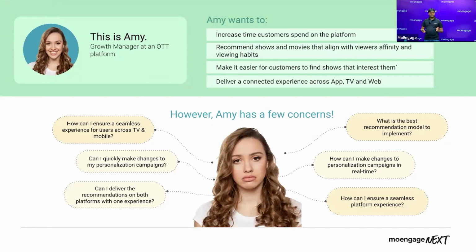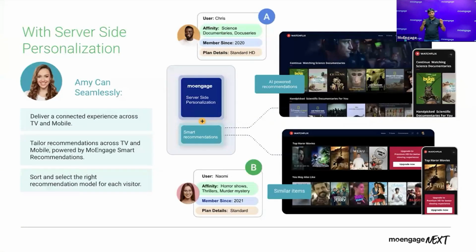At the same time, she wants to do all of this on an ongoing basis without the dependency on engineering or IT. And that's where MoEngage server-side personalization comes into the picture, where she can leverage both MoEngage smart recommendations as well as server-side personalization to experiment with different recommendation algorithms or models. She can deliver these across TV, mobile apps, as well as website, all powered from one single place instead of having to do client-side experimentation. And thereby she's able to improve the conversion rates, viewing times and so on.